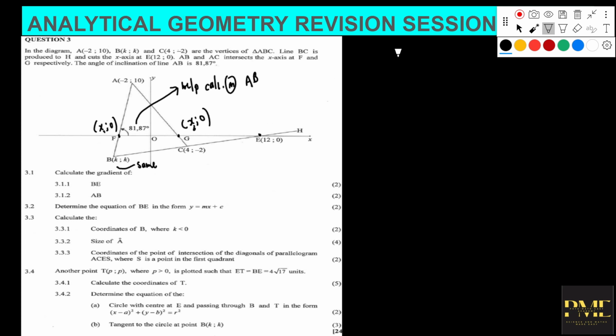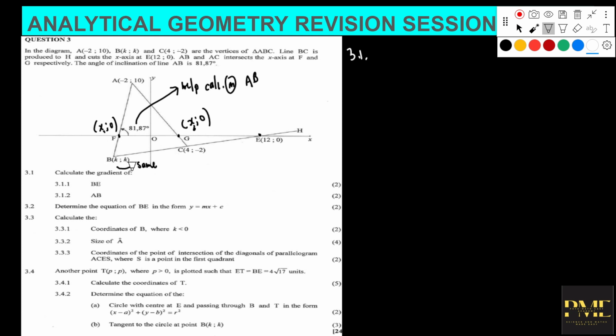So let's go to the question. 3.1: calculate the gradient of BE. BE starts at B and ends at E. So what's the problem? The problem is that we don't have the coordinates of B.